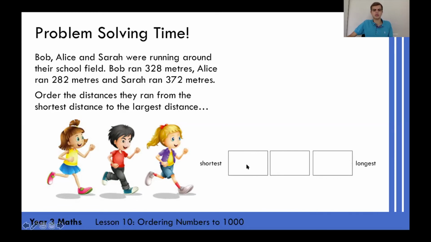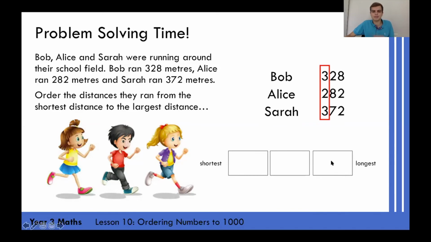Fantastic. So shortest first. We're moving on to the longest distance. Fantastic. I'm going to put these up here then. Now, I'm going to start with my ones, my tens, and my hundreds. I'll start by looking at my hundreds, because that's the column that has the highest value. Okay. So I've got 300s in Bob's amount. I've got 200s in Alice's amount and 300s in Sarah's amount.